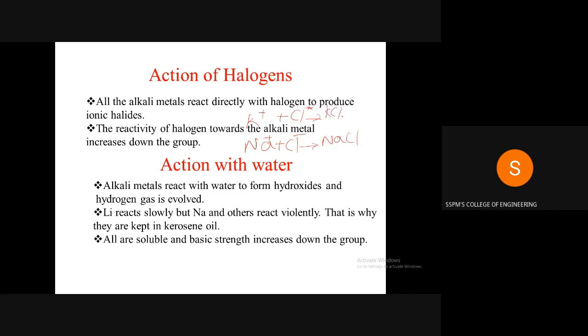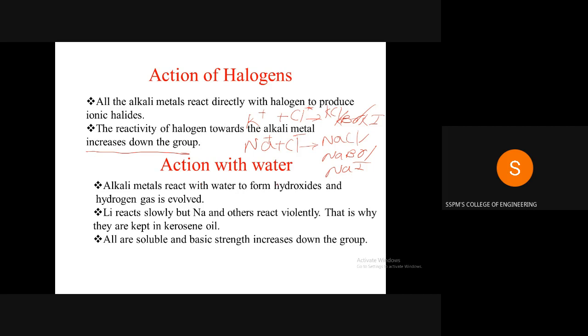Another example is similarly KBr, then KI. Similarly here also NaBr and NaI. So the reactivity of alkali metals towards halogens increases down the group. So down the group, this reactivity towards the halogens will increase.